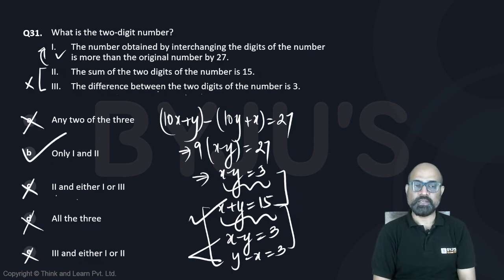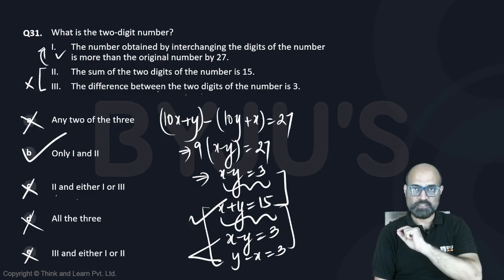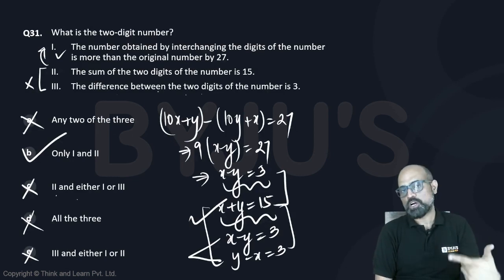Our answer is B. If we club 1 and second, it will give us the answer. No other combination from the options will give us the answer.